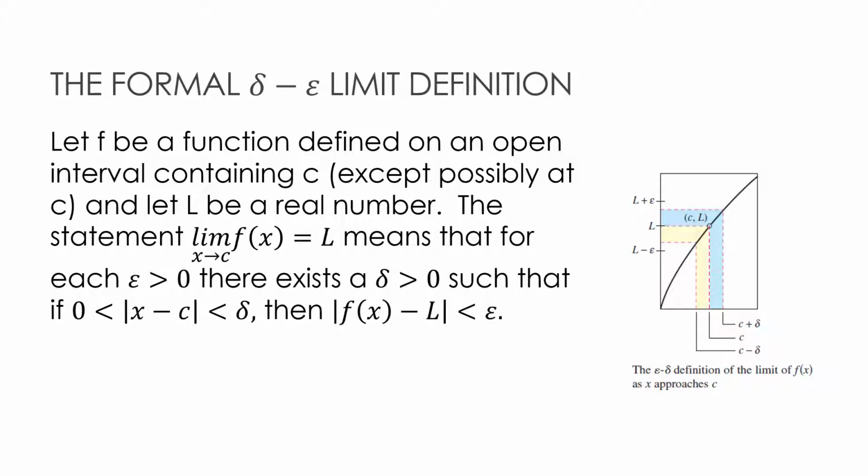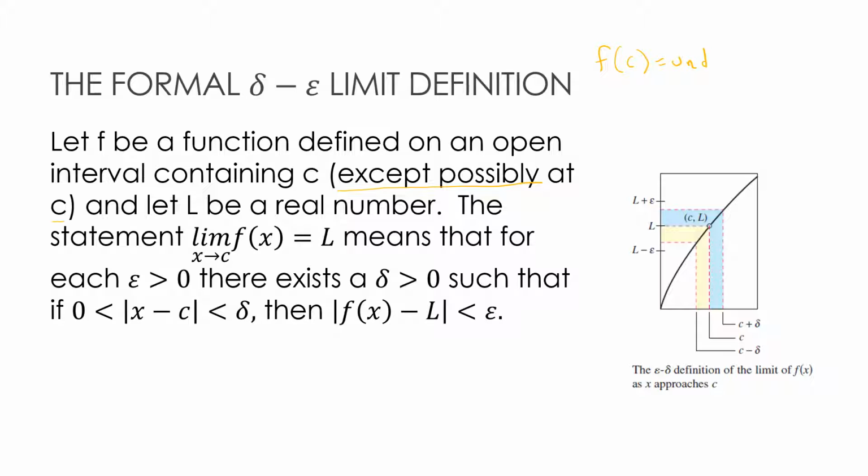So here is all of that formalized just a bit more. Here is the formal delta epsilon limit definition. We're going to do lots of practice together, so don't worry. Once you get the hang of it, it's actually pretty straightforward. Our definition says, let f be a function defined on an open interval containing C. That means, except possibly at C, which means it's okay if f of C is undefined, because we already talked about the fact that that's okay, as long as the function is approaching the same value from left and from right, then we're okay.